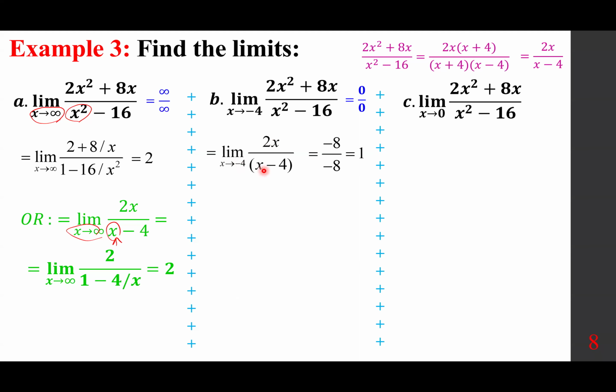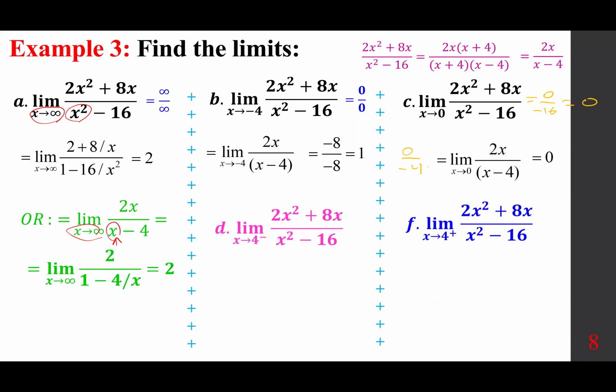What about here? It so happened that if you work it out just the way it is, if you plug in, you do get 0 over negative 16, which is 0. If you work it out with the factored format, we get 0 over minus 4, which is also 0. So either way, it works out. And what about here? Please understand that we are going to go with the factored form.